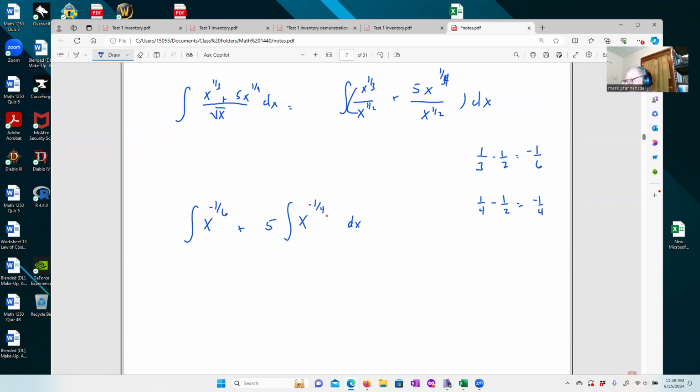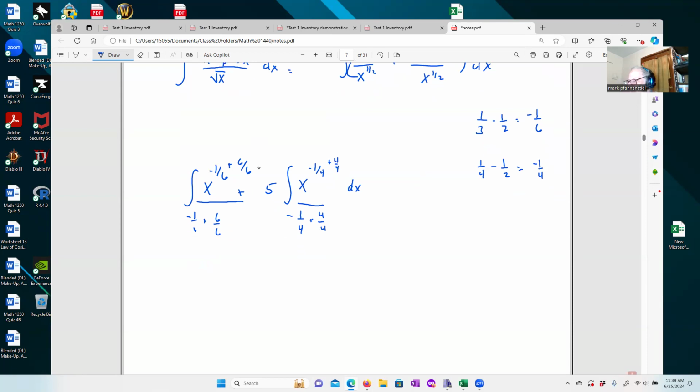This one's a little bit trickier, so again, we're going to add 1. 6 over 6 looks like 1. And then we'll divide by negative 1/6 plus 6/6. Here, we're going to say plus 1. We have negative 1/4 plus 1. That's what we're dividing by. So let's go ahead and clean this up.